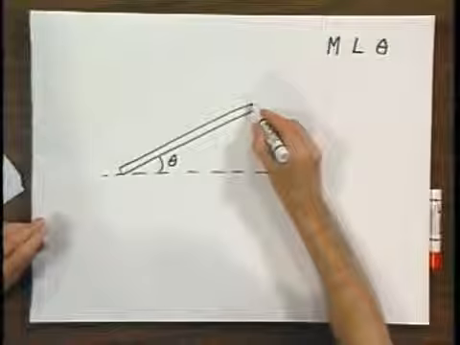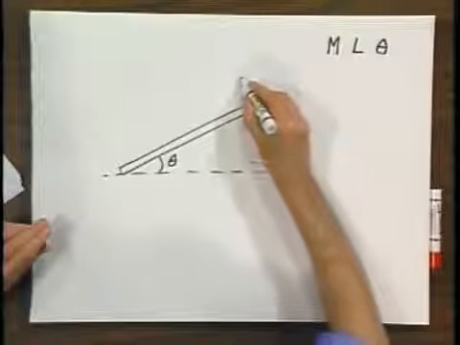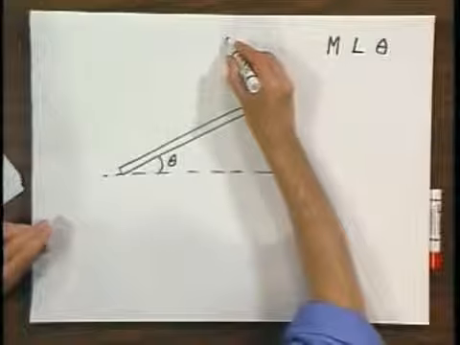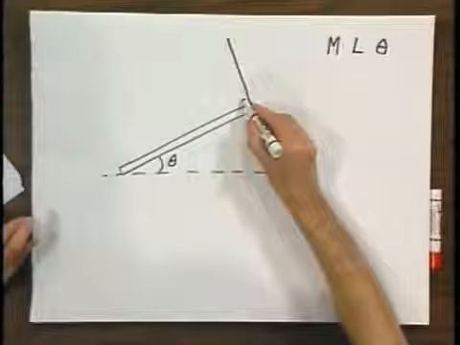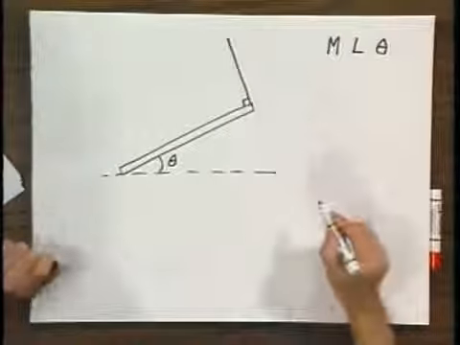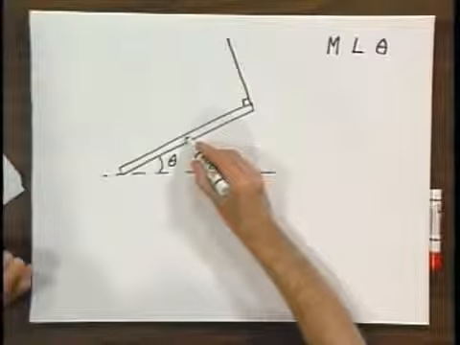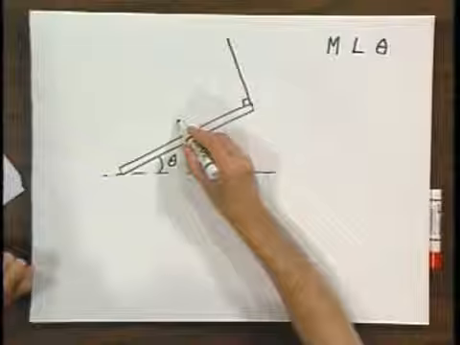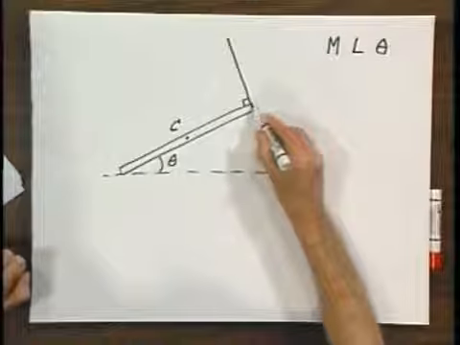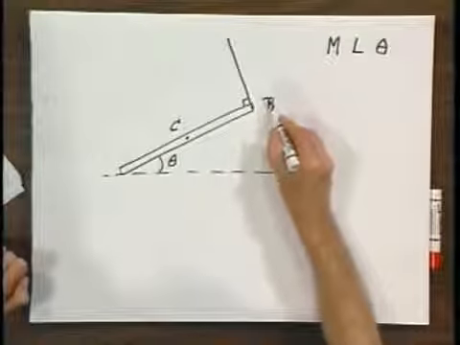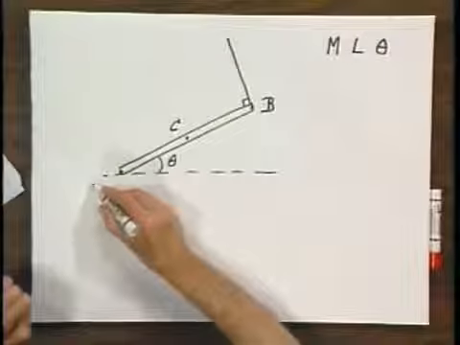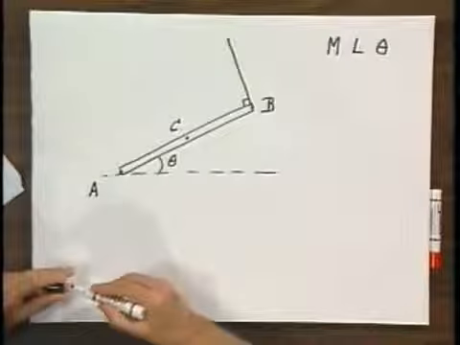This bar is attached to a massless string, and to make our life a little simpler, we'll make this angle 90 degrees. This is the center of the bar, C. That's called the end of the bar, B. And here, where it rests on the floor, we call that A.